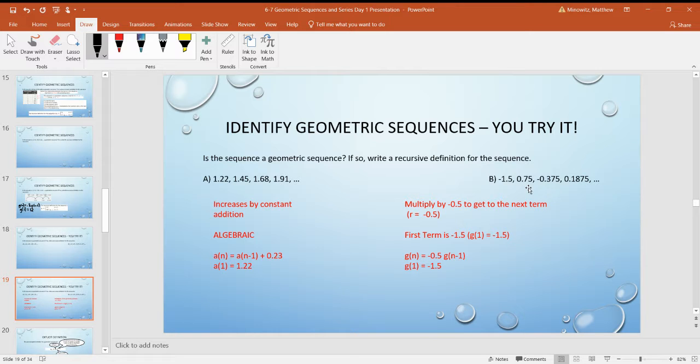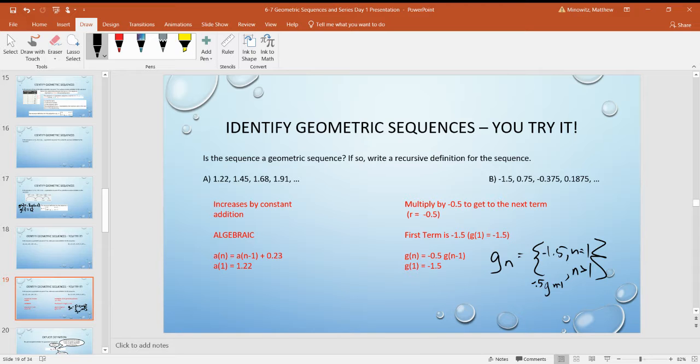You multiply by negative 1/2. Okay, the first term is negative 1.5, so I write it like this. To get from one term to the next term, you multiply by negative 0.5, and the first term is negative 1.5. Now the book will probably have you write it like this. It says you start at negative 1.5 when n is 1, and when n is bigger than 1, you have negative 0.5 times the last term, g of n minus 1. And both forms are okay, once again. As long as you know the multiplier and the starting term, you can write the recursive form.